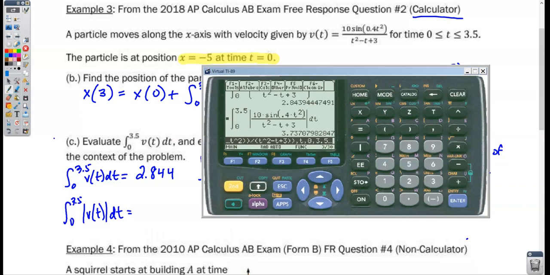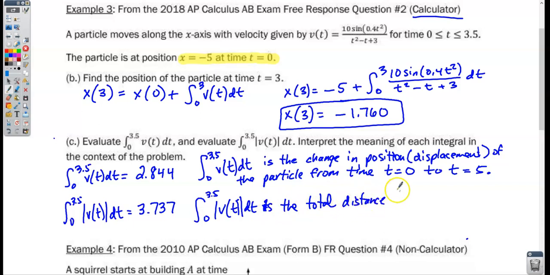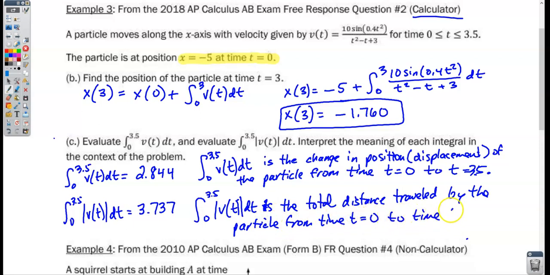Here it is, 3.737. And then my interpretation for this, the integral of the absolute value of velocity, that's the integral of the speed. So that's going to be the total distance traveled. Is the total distance traveled by the particle, oops, that was 3.5, I wrote 5, by the particle from time t equals 0 to time t equals 3.5.